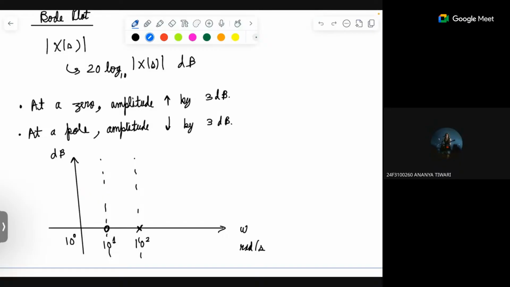Now as I come closer to the zero, there will be this 3 dB increase in the amplitude. Then it will be like this. Now I come to a pole, so it will go down by 3 dB and continue. Here I had a zero, so it increased by 3 dB. I had a pole, it decreased by 3 dB, and finally it is at the same value. Is this clear? Yes, ma'am.